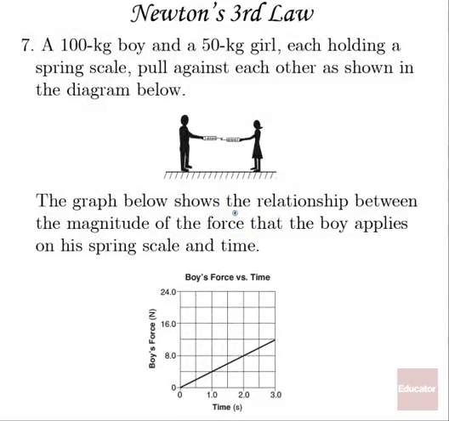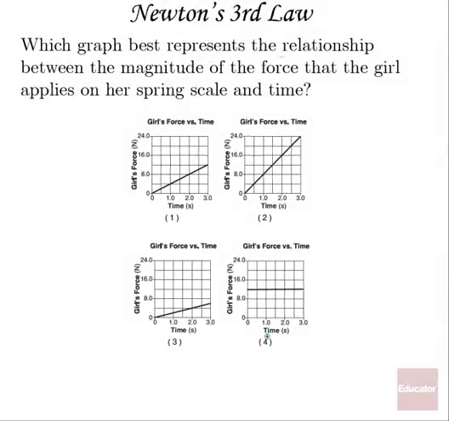All right, last question. A 100-kilogram boy and a 50-kilogram girl, each holding a spring scale, pull against each other as shown right here. The graph below shows the relationship between the magnitude of the force that the boy applies on his spring scale in time. If you notice, it goes from 0 to about 12 newtons linearly over 3 seconds. And the question we're being asked now is which graph best represents the relationship between the magnitude of the force that the girl applies on her spring scale in time? Well, again, they have to be the exact same but opposite in direction by Newton's third law. The graph that goes from 0 to 12 newtons linearly is this one, number 1.